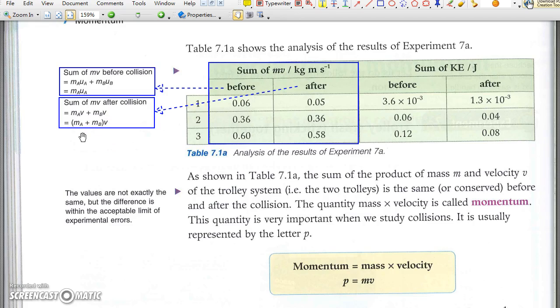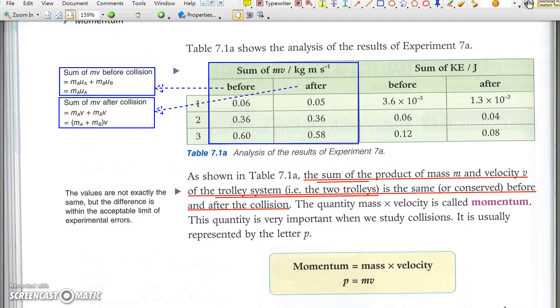Similarly, we can also find the sum of kinetic energy before and after collision. We see that the total momentum of the two trolleys before collision is equal to that after collision. We say that the total momentum is conserved in the collision, while total kinetic energy is not conserved.